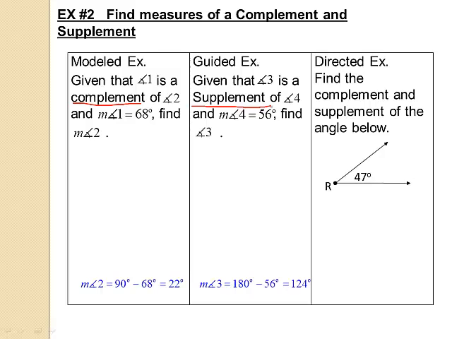In the directed example, you're asked to find both the complement and the supplement. So you just have to make sure that you keep them straight. The complement is 90 degrees minus the angle, which would be 43 degrees in this case. The supplement would be 180 degrees minus the angle, which would be 133 degrees.